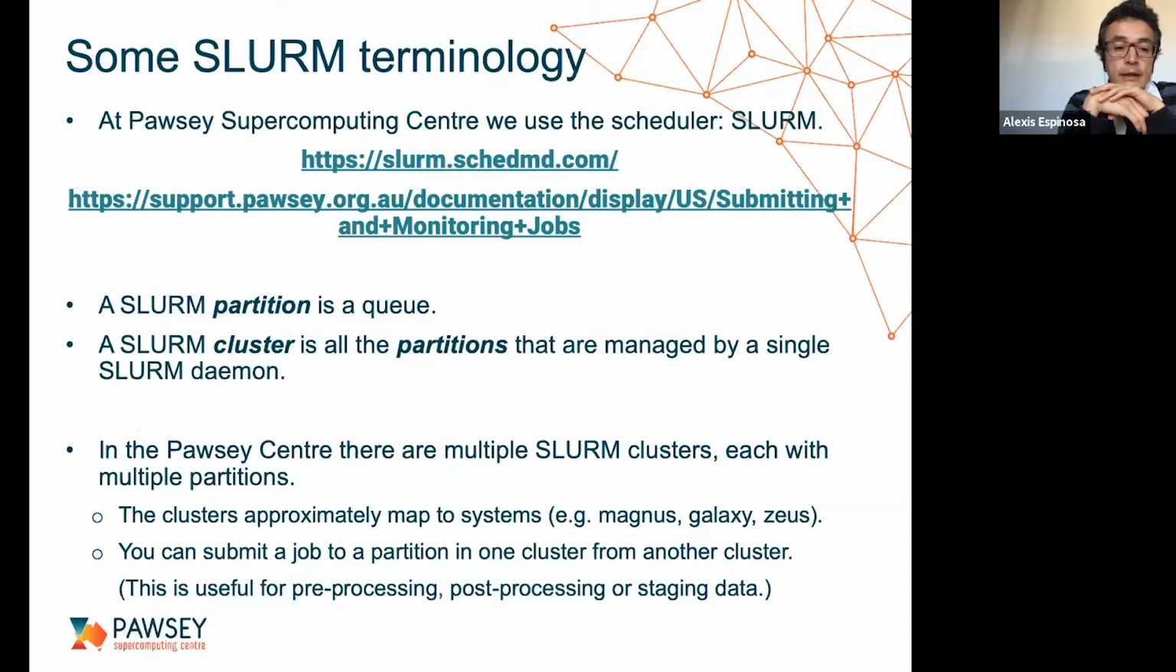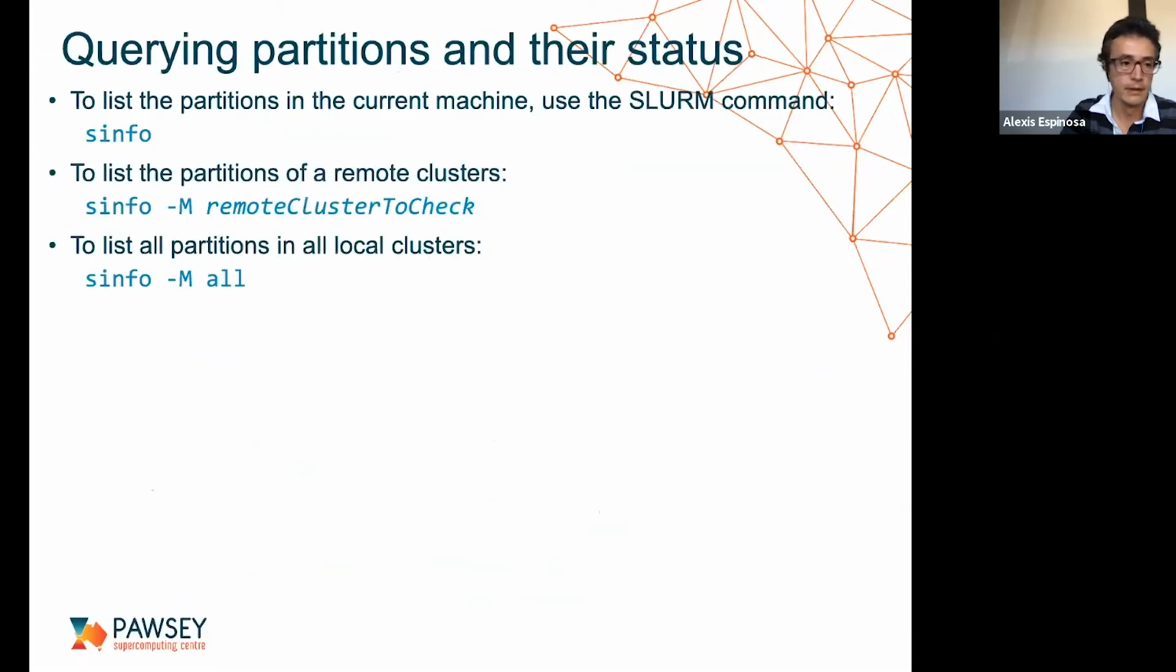So a cluster for Slurm is not a physical cluster of computers. It can be different from the really physical hardware. Just be aware of that. But in Pawsey, there is a one-to-one relationship between cluster and physical hardware. So we have several computers here, Magnus, Galaxy, and SUSE, for example. And the last point here is that even if you are working in one cluster, you can submit jobs to another cluster using the commands we are going to see.